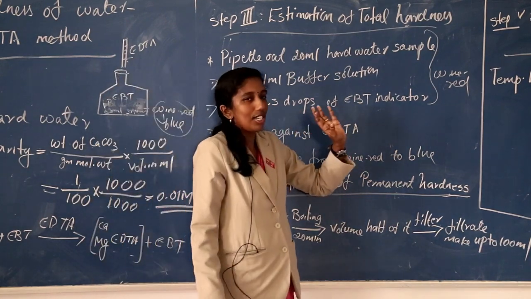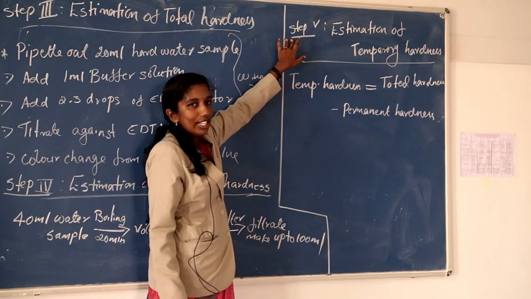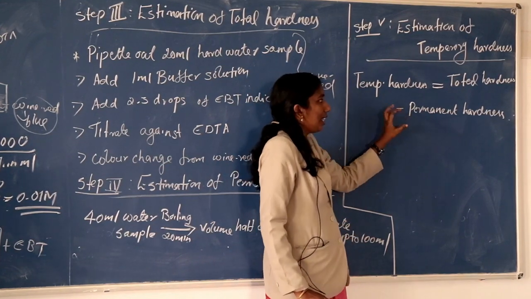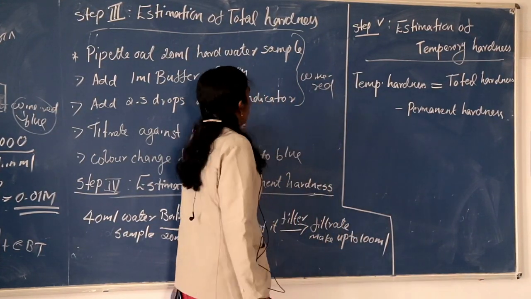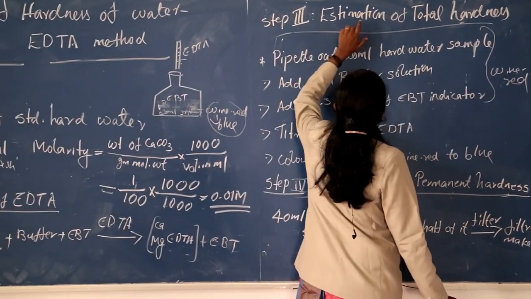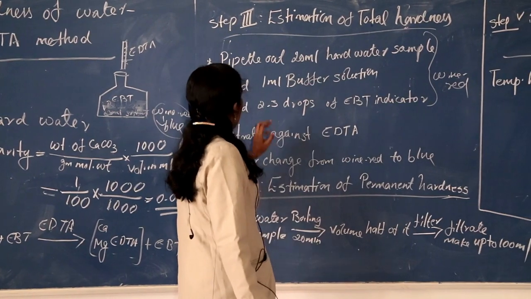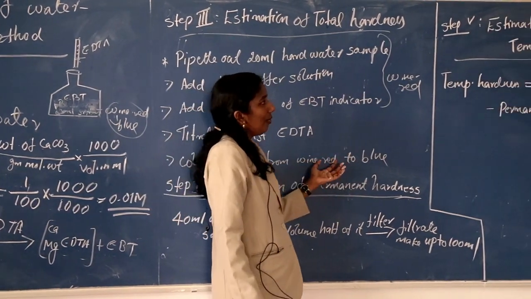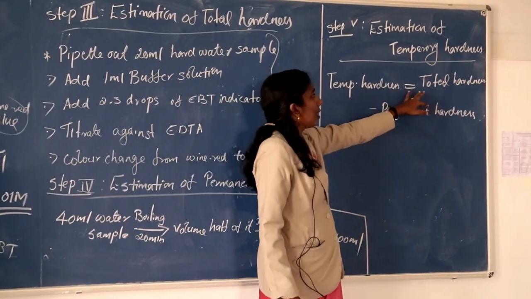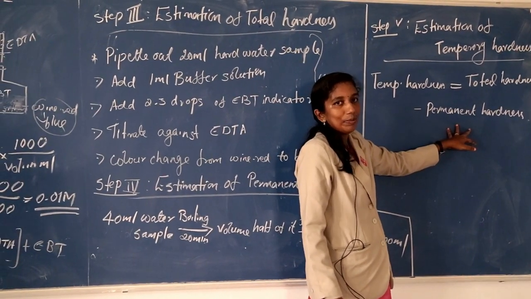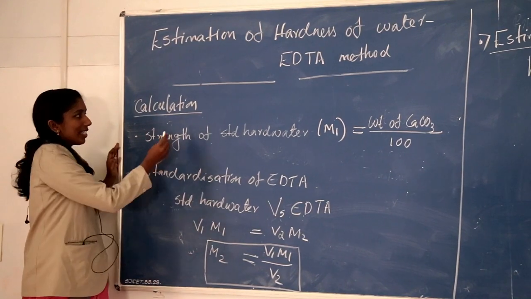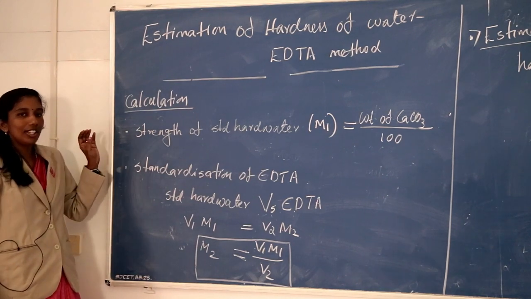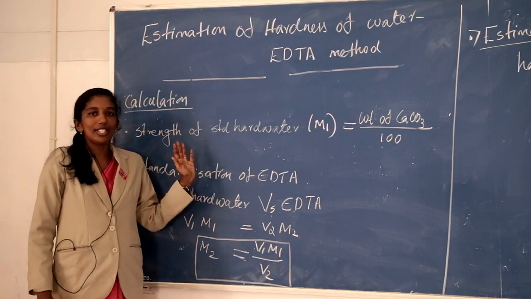Okay, then the last step, estimation of temporary hardness. As I said, total hardness is the sum of temporary hardness and permanent hardness. In step 3 we estimate the total hardness, and in step 4 we estimate the permanent hardness. So we can easily estimate the temporary hardness, that is total hardness minus permanent hardness. Then we discuss calculation. Before the calculation part, only if you learn the principle and procedure by heart can you follow the calculation easily.